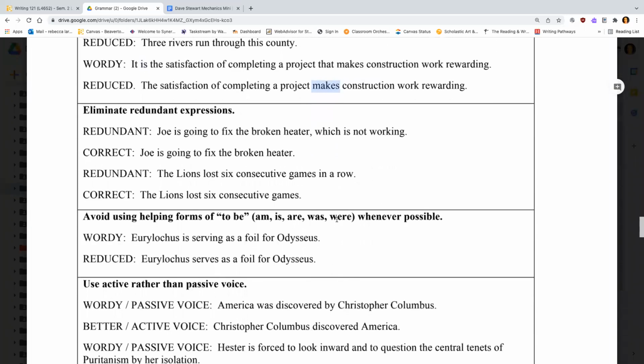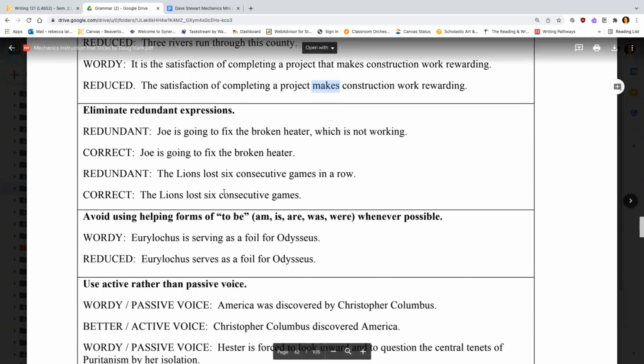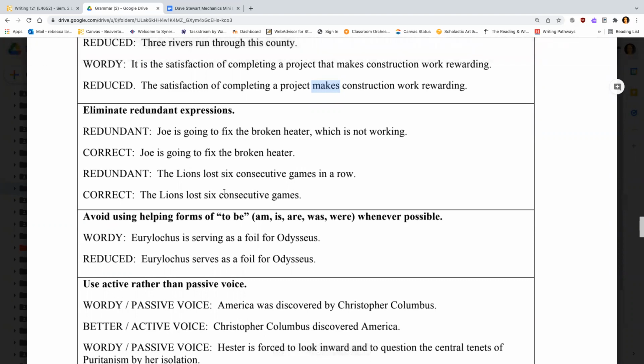We also want to eliminate redundant expressions. Joe's going to fix the broken heater, which is not working. Joe is going to fix the broken heater. By default, when something is broken, it is not working. So we don't need to say both. The Lions lost 6 consecutive games in a row, right? Consecutive means in a row, so we don't need both. So the Lions lost 6 consecutive games.